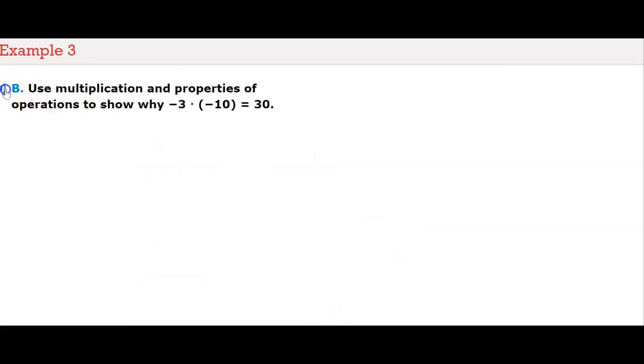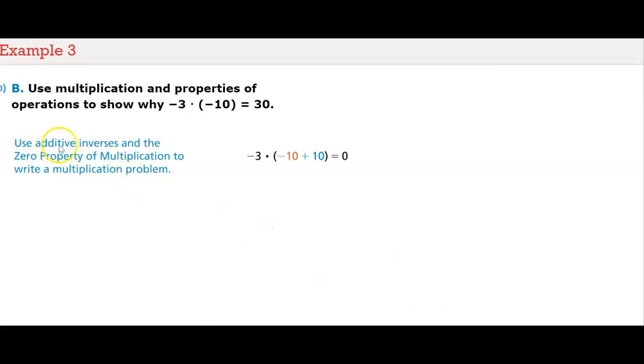Part B. Use multiplication and properties of operations to show why negative 3 times negative 10 equals 30. Use additive inverses and the zero property of multiplication to write a multiplication problem. So we have negative 3 times negative 10 plus a positive 10 equals 0 because a negative and a positive will counteract and equal 0.